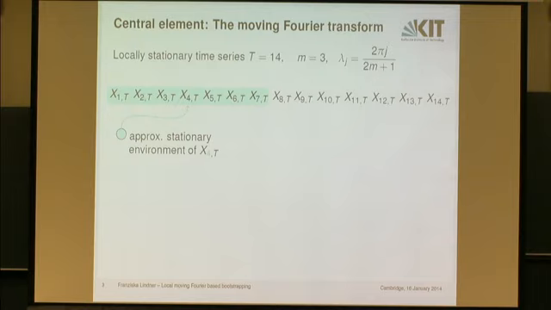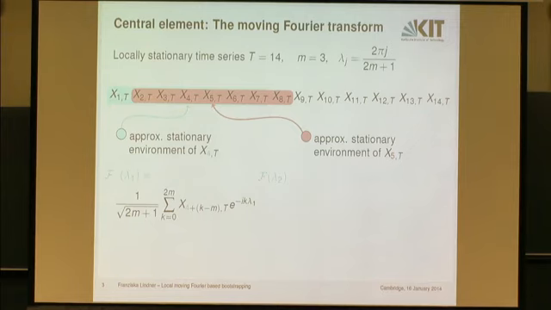We apply the usual Fourier transformation on this stretch of data and get the first Fourier coefficient from that. For the second Fourier coefficient, we do not use that green stretch of data, but instead we move one step to the right and use that red stretch of data to get the second Fourier coefficient. As the green and the red stretch only differ by the very first and very last observation, heuristics are that basically the statistical properties of those two Fourier coefficients should be the same. And this is the principle of the moving Fourier transformation.